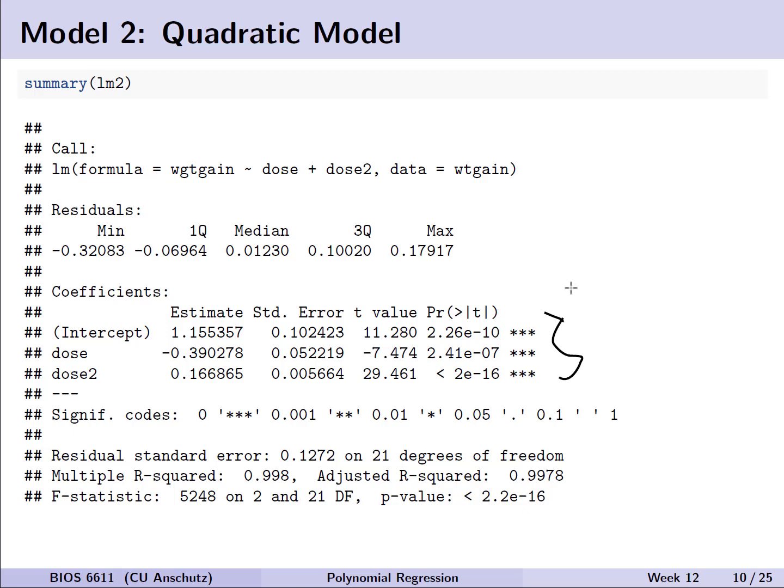Another thing we can draw from this summary table is our F statistic and p-value, noting that the p-value is less than 0.05. So overall, the model does seem to be better than just using the average for weight gain alone. Taking the dose information, along with dose squared in this quadratic model, is beneficial.